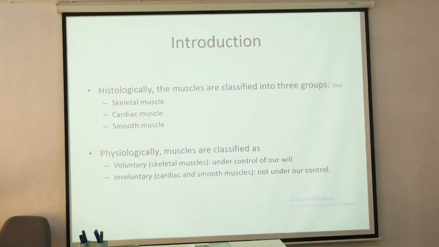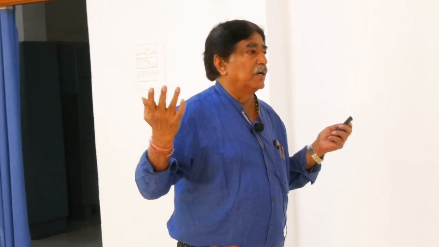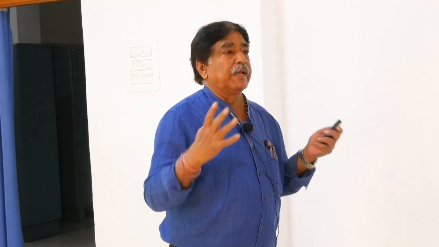So now voluntary, now biceps muscle. Hrithik Roshan, Salman Khan, Shah Rukh Khan. Whose biceps is big?